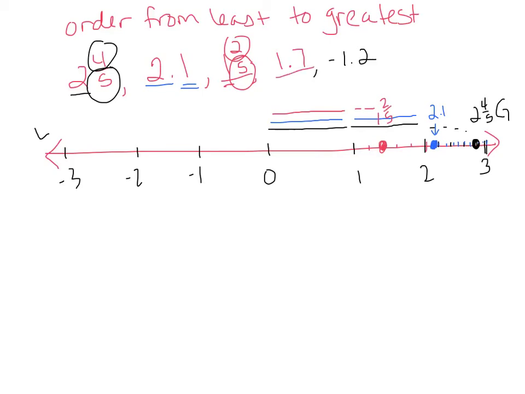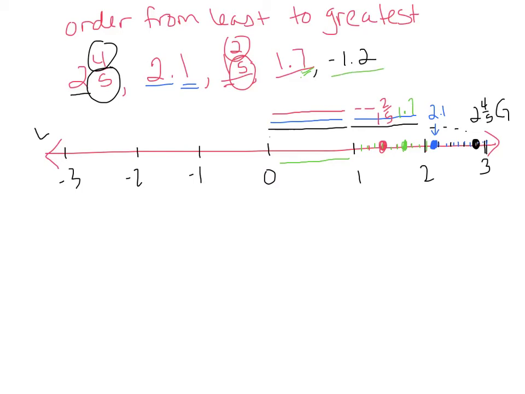I need a new color. All right, let's go green. Green will work. We've got, I'll go down here, 1 whole. And then remember, this is 7/10. So we need to break it into 10 pieces. 1, 2, 3, 4, 5, 6, 7, 8, 9, 10. And of those 10, 1, 2, 3, 4, 5, 6, 7, because it was 7/10. So this is 1.7. And then way over here, my negative 1.2.